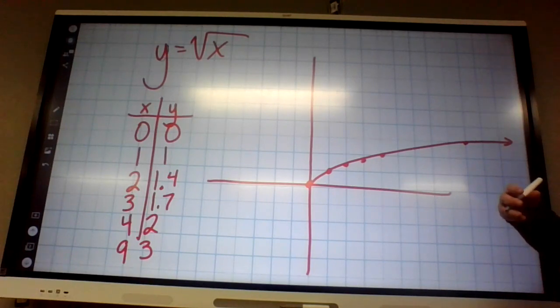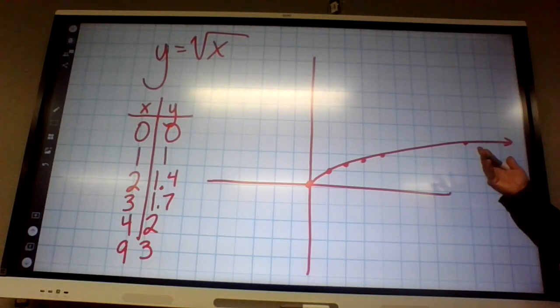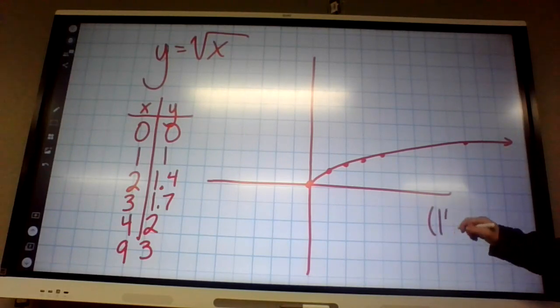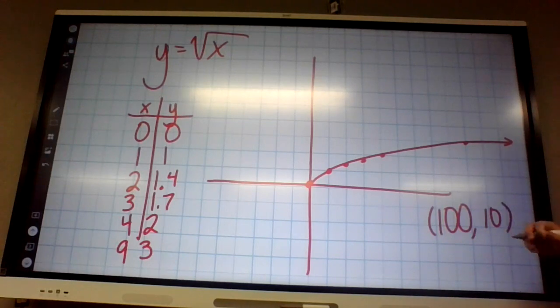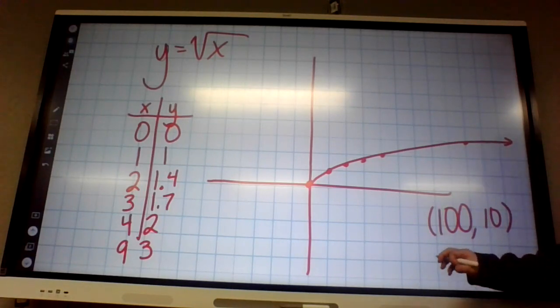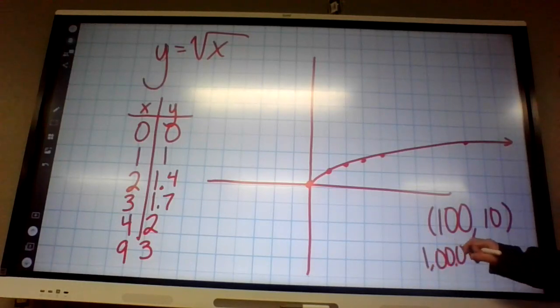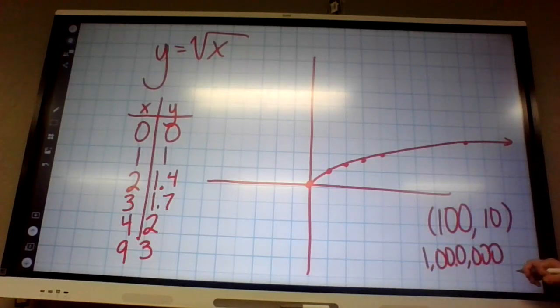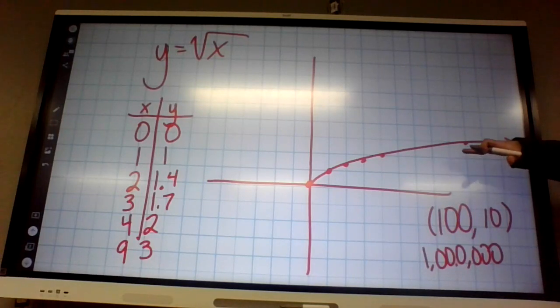No. If I plugged in the square root of 100, what would I get? 10. That means there's a point at 100, 10. So you have to go all the way out to 100 just to get up to 10. You guys know what the square root of a million is? 1,000. It does keep going up and up and up, but it goes slower and slower and slower. But it does go up forever.